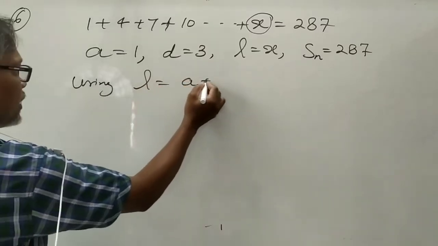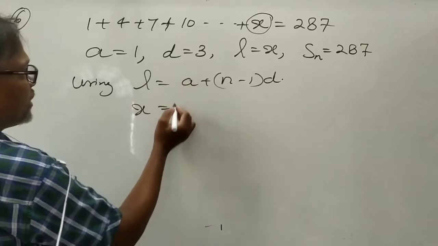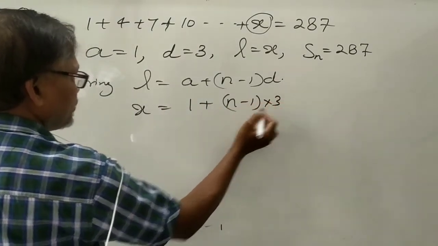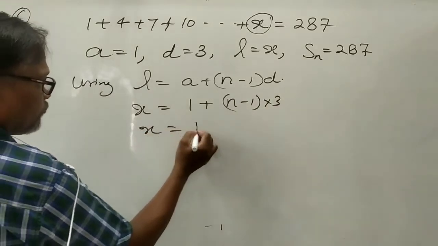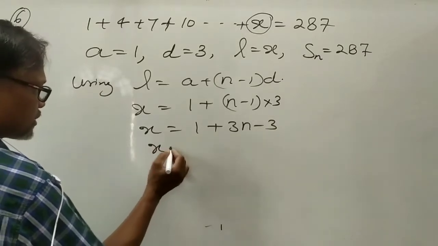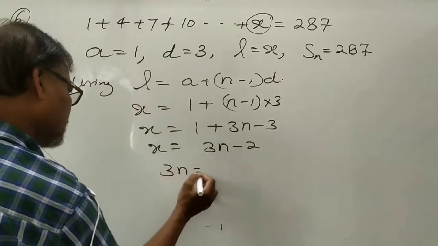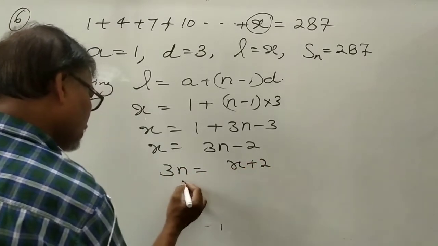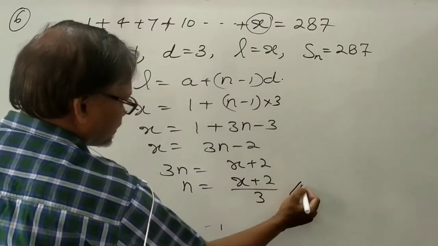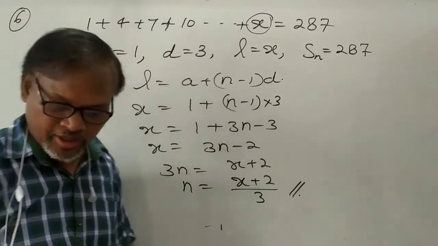Now use l is equal to a plus n minus 1 into d. So x is equal to a, which is 1, plus n minus 1 times d, which is 3. So it will be 1 plus 3n minus 3, or x is equal to 3n minus 2, meaning 3n is equal to x plus 2, or n is equal to x plus 2 by 3. This is the value of n, but you have to find the value of x.